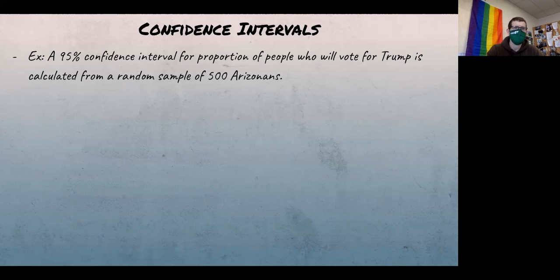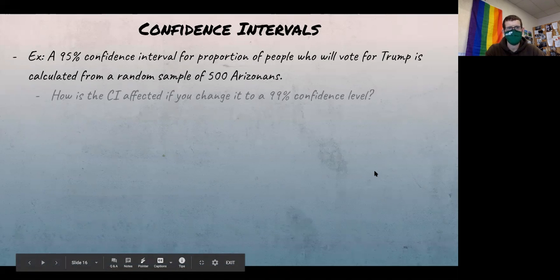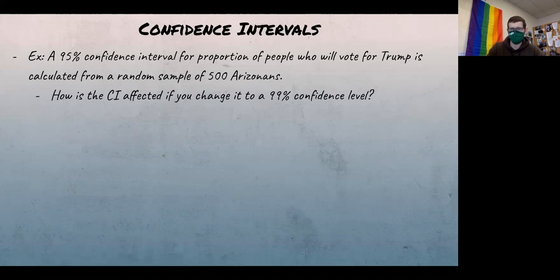All right. So a 95% confidence interval for the proportion of people who will vote for Trump is calculated from a random sample of 500 Arizonans. How is the confidence interval affected if you change it to a 99% confidence level?